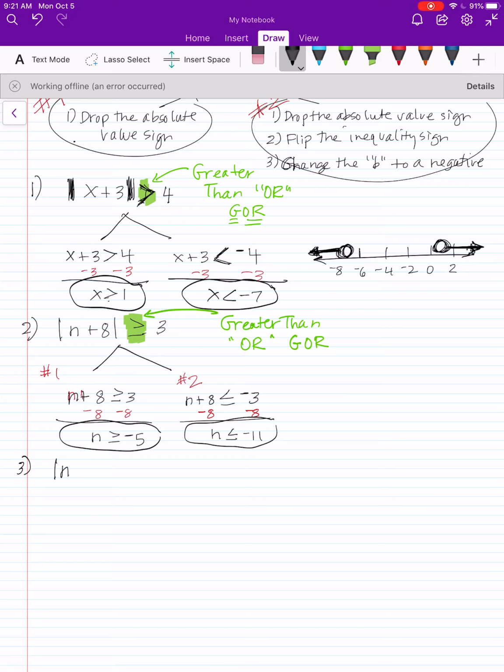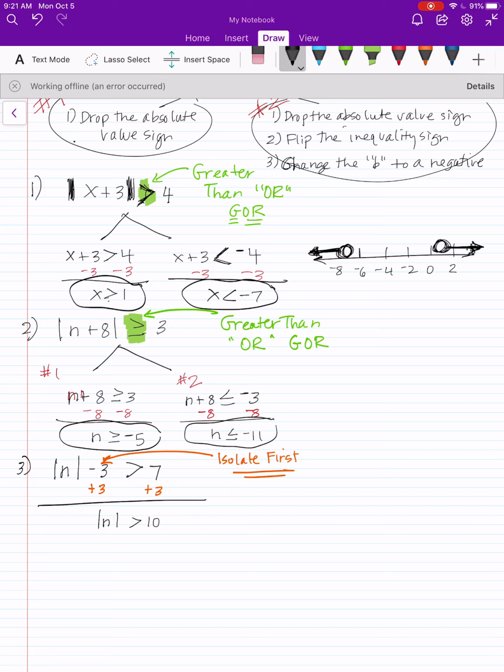So what if we have the absolute value of n minus 3 is greater than 7? Now, for this one, notice this guy here, you're going to isolate first. Just like we did yesterday with the equations, we have to do the same thing here. We have to isolate first. So I'm going to do that before I do anything else. I'm going to add 3 and I'm going to add 3 to isolate the absolute value. So the absolute value of n is greater than 10.